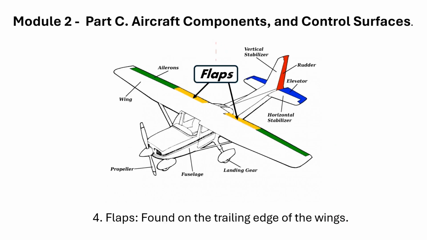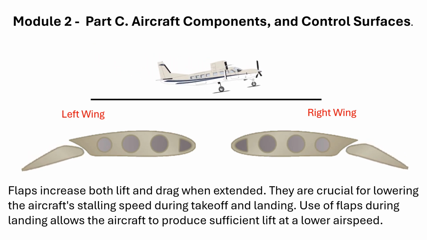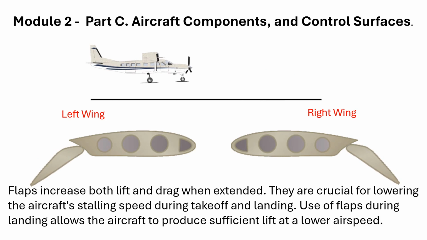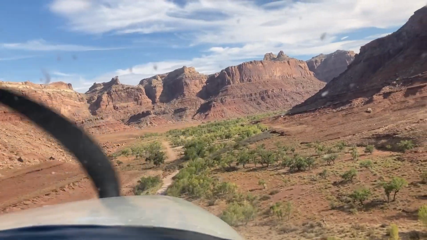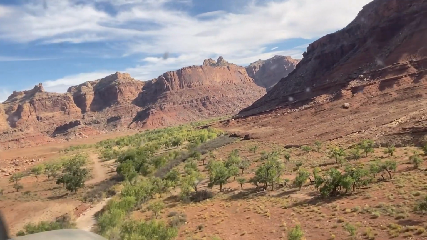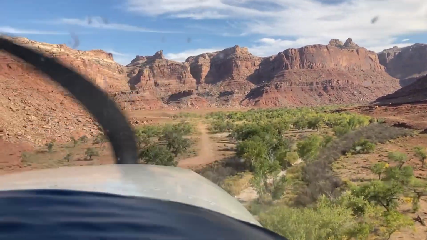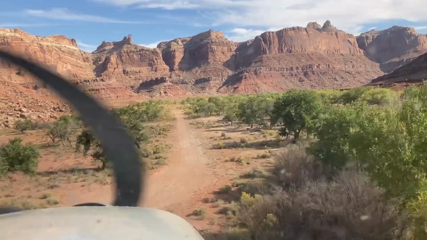4. Flaps, found on the trailing edge of the wings. Flaps increase both lift and drag when extended. They are crucial for lowering the aircraft's stalling speed during takeoff and landing. Use of flaps during landing allows the aircraft to produce sufficient lift at a lower airspeed. The use of flaps allows this Cessna 185 tail dragger to land at a dirt airstrip located near Mexican Hat Mountain in southern Utah.